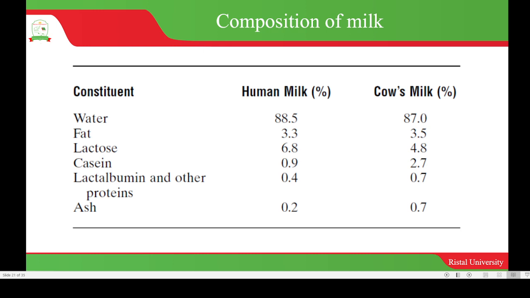There is more fat in cow's milk than in human milk, and there is more lactose in human milk than in cow's milk. Casein is more in the cow's milk compared to the human milk. Then there is lactalbumin and other proteins. They are higher in cow's milk compared to human milk.